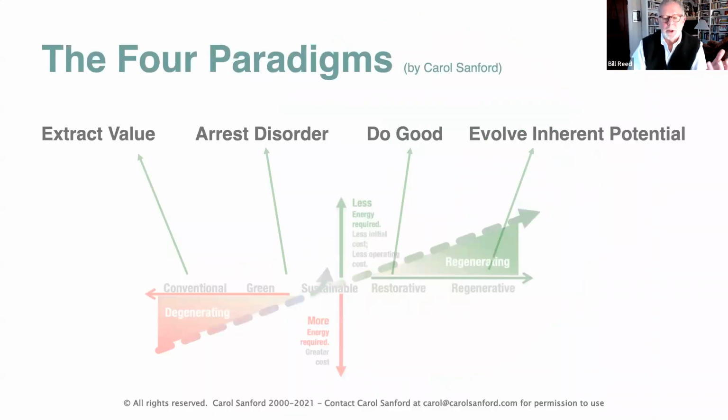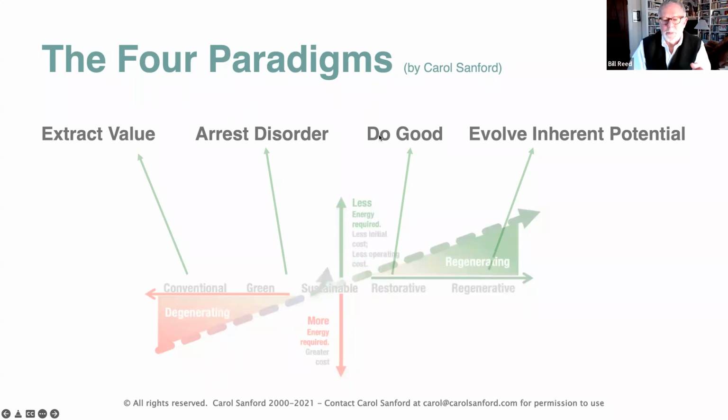So another way to interpret this is from Carol Sanford's work, the regenerative business consultant, that at this conventional level is basically extracting value. We pull ore from the earth, nutrients from the soil. If we're a rotten company, we pull spirit from our staff. So we can do better. So we can slow down the damage, arrest disorder, as I like that expression, but it's really slowing down the damage. Better, let's do good.